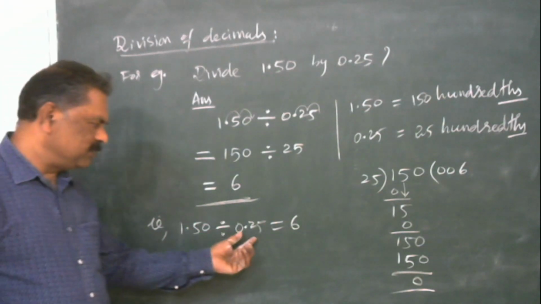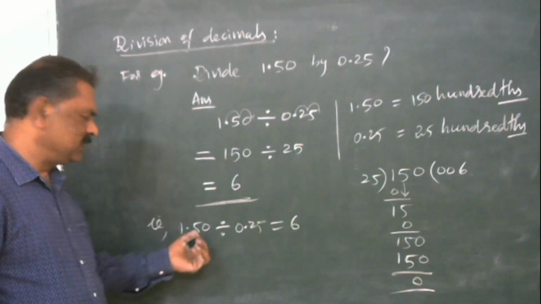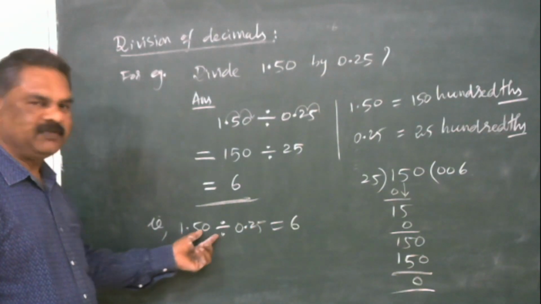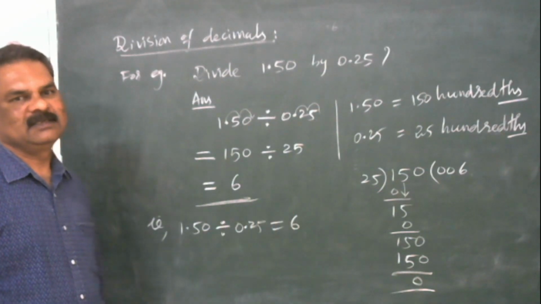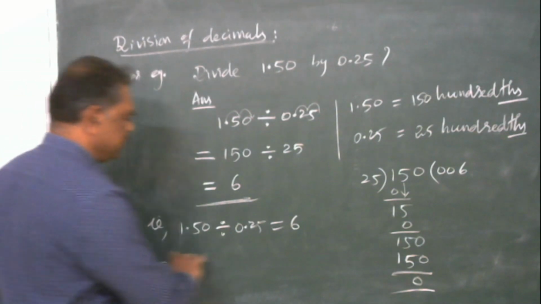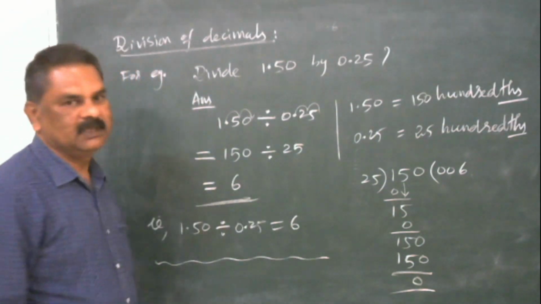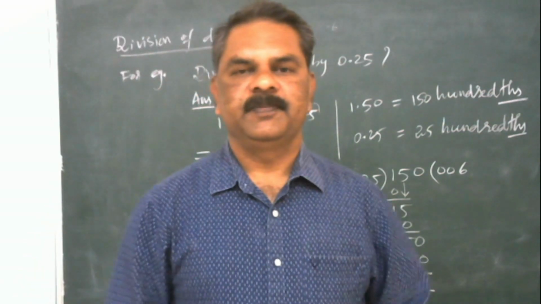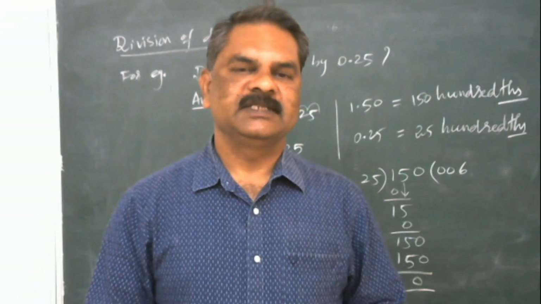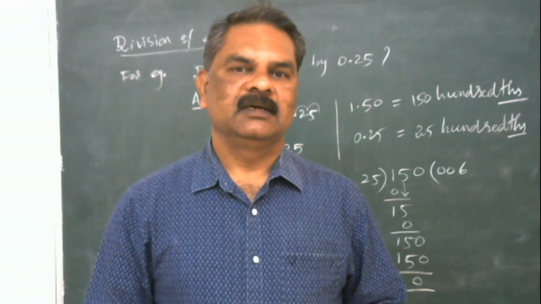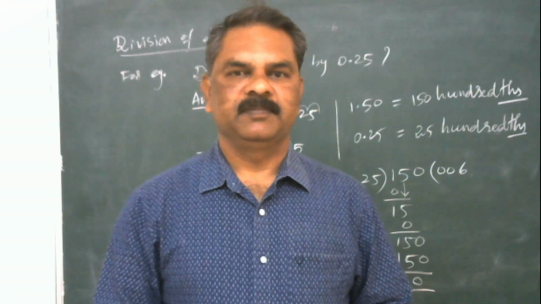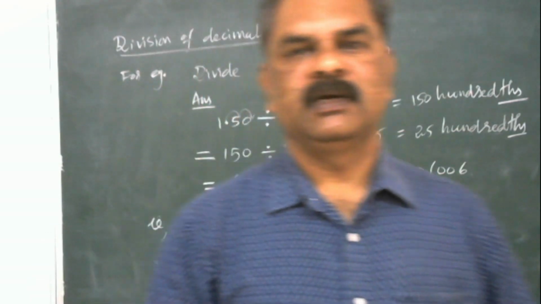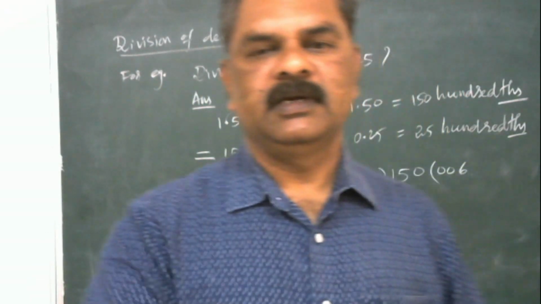So, how many 0.25s are there in 1.50? 6. So this is how you need to perform divisions. I hope you have understood the operations on decimal numbers. We will move on to the next concept in the next video.